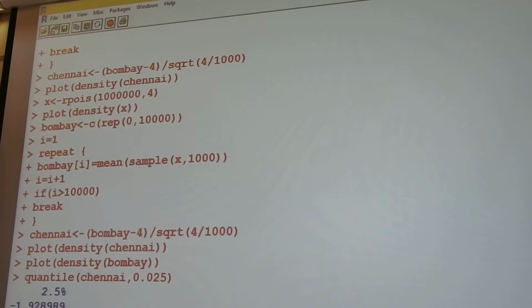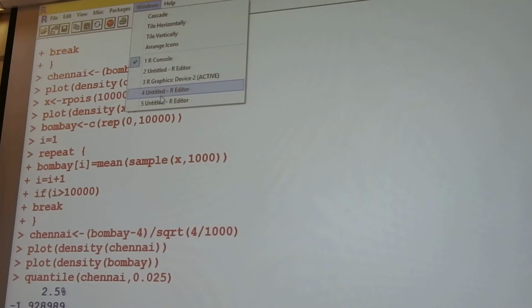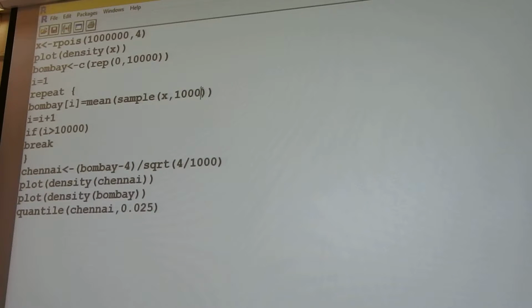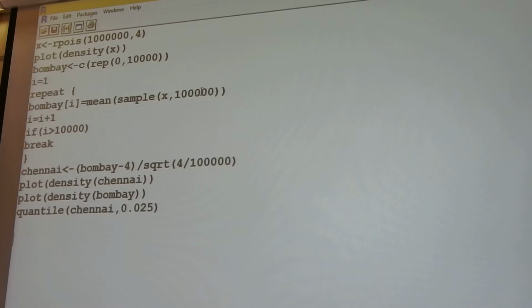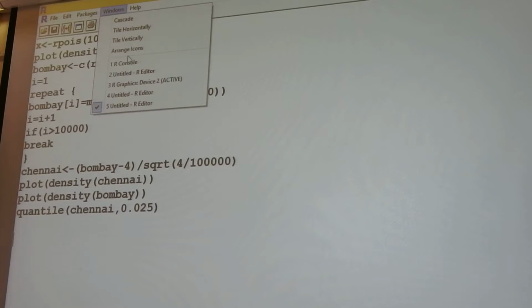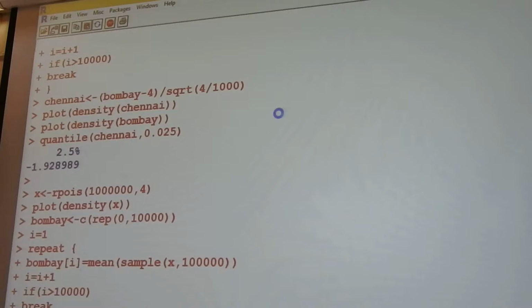Yeah, so minus 1.92, right? Close to minus 1.96. The approximation is only an approximate distribution, right? If I were to increase this, then it will become a much closer distribution. So if I did this, sure, it will become a closer kind of approximation. So let's now try it, it should take a real long time.